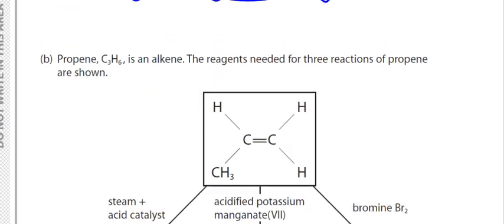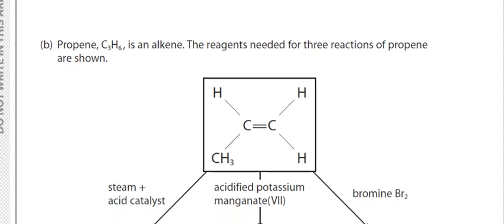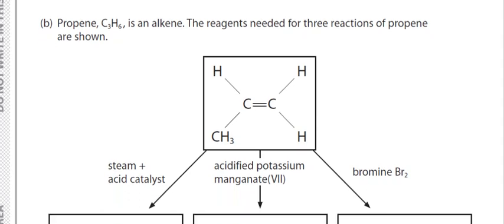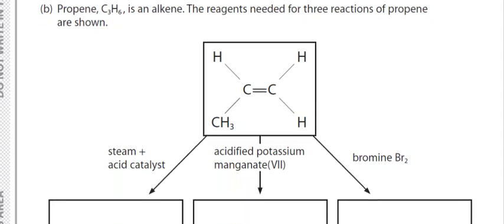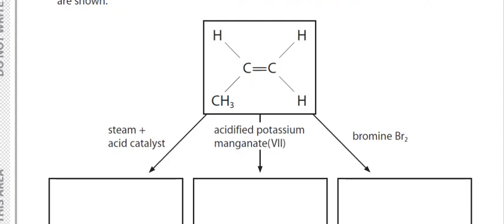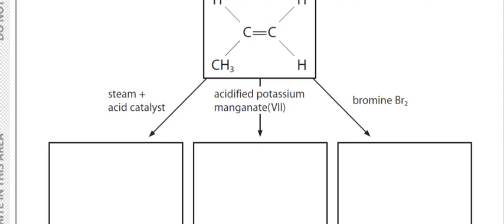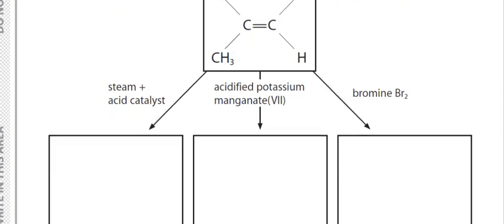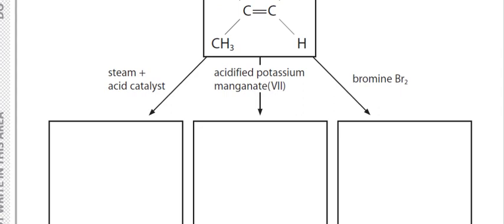Propene is an alkene. The reagents needed for the 3 reactions of propene are shown. The first one is steam with a catalyst, the second one is acidified potassium permanganate, and this is bromine. They haven't specified whether it's bromine in water or bromine in CCl4. That's important, but they haven't specified that.